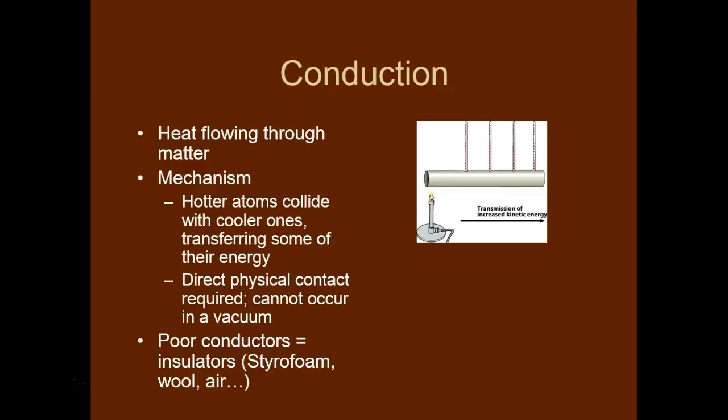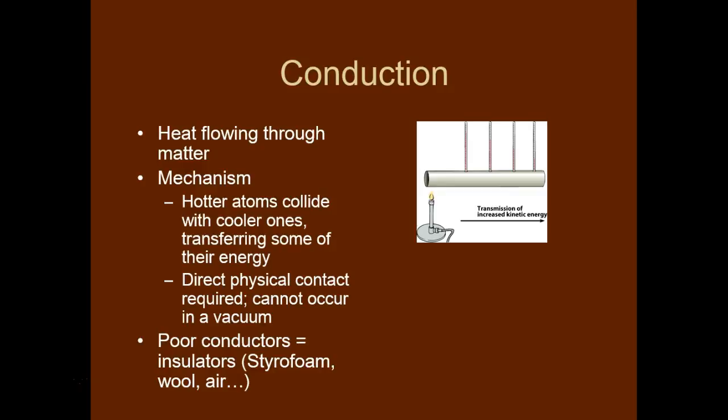So you have good conductors and you have lousy conductors. Okay, the poor conductors are sometimes called insulators. And what are some of those insulators? Styrofoam's a really good insulator. After that, wool is pretty good. Air is a very good insulator. Okay, so we're going to talk about these in a little bit. The key here is that this is heat flowing through matter. And if you can do anything to block the heat flowing through the matter, then that's a poor conductor, which is a good insulator.